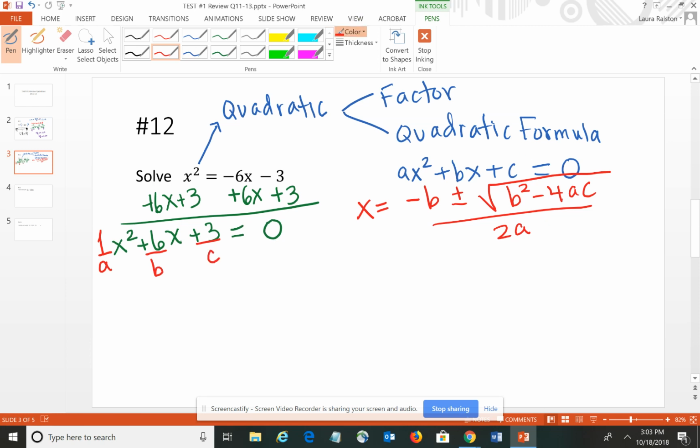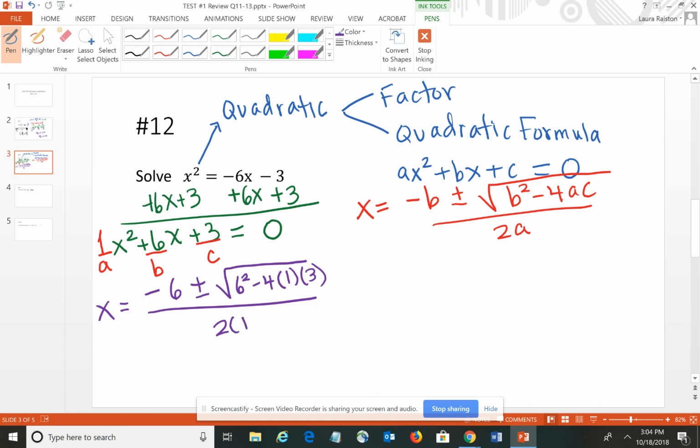So I'm going to do those substitutions. I'm going to plug those values into the quadratic formula so that I have x equals opposite of 6 plus or minus the square root of 6 squared minus 4 times 1 times 3 all over 2 times 1. Doing the math, negative 6 plus or minus the square root.